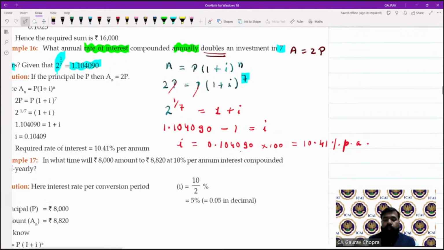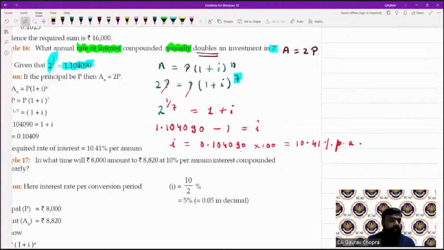So 10.41% is the final rate of interest.